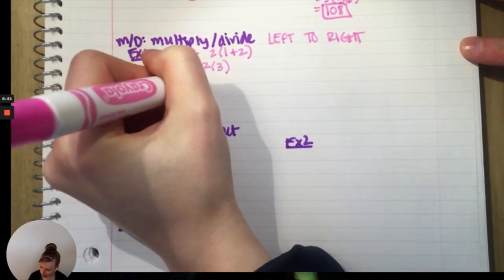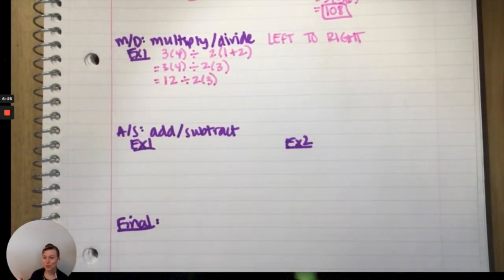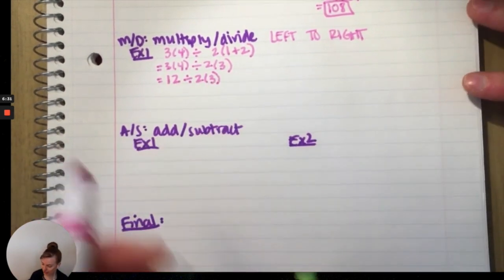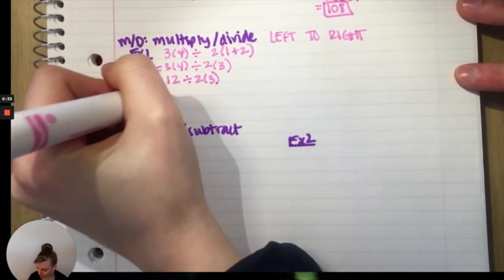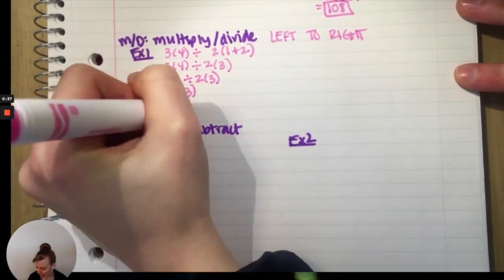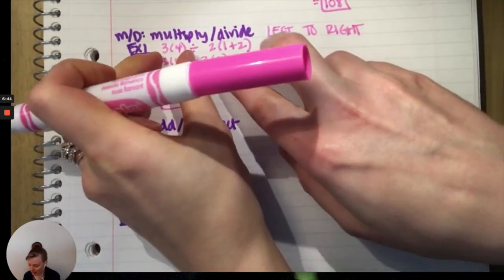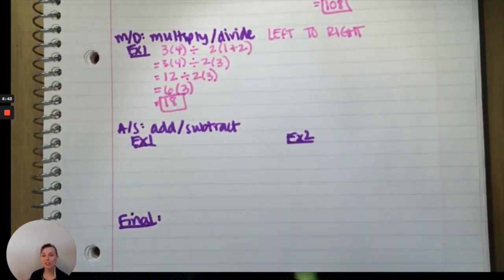Now I've divided by 2 times 3. Aha, and this is where the fraction wouldn't have actually worked because I'm going from left to right. So 12 divided by 2 is 6 divided by 3, and that gives me 18. So think about it. If I had actually made these as 2 different groups, would my answer have been the same?